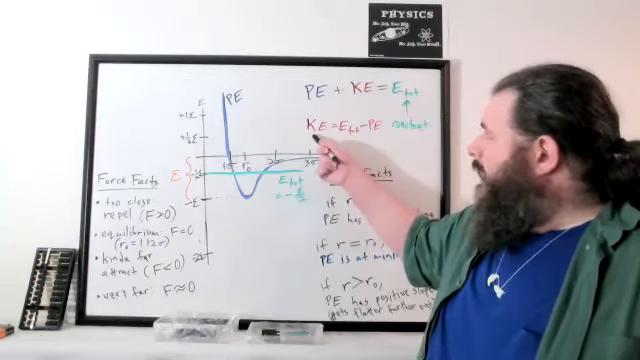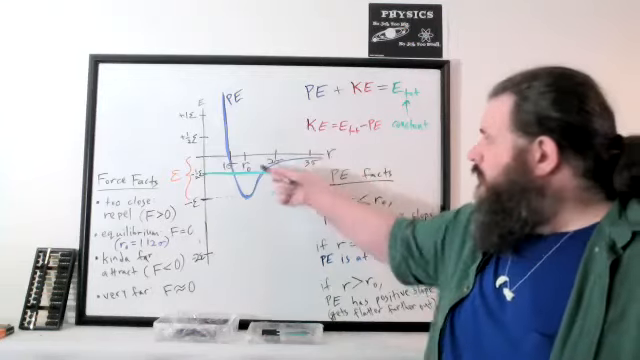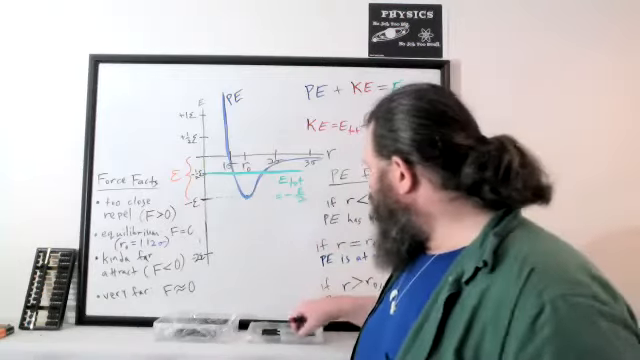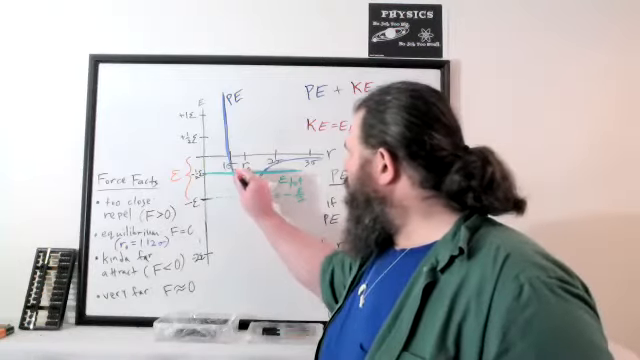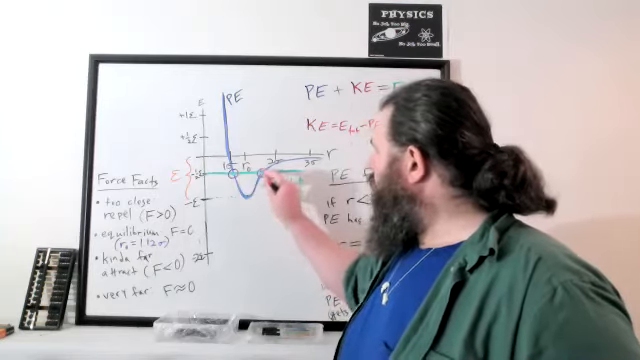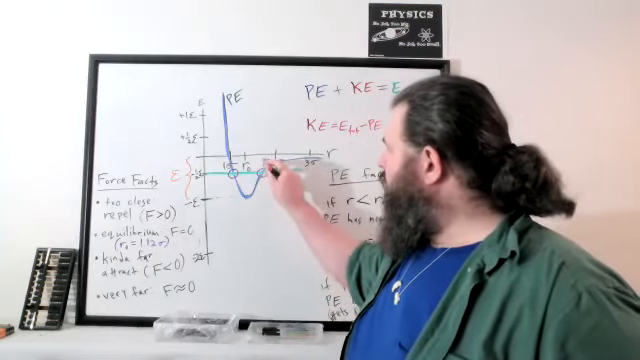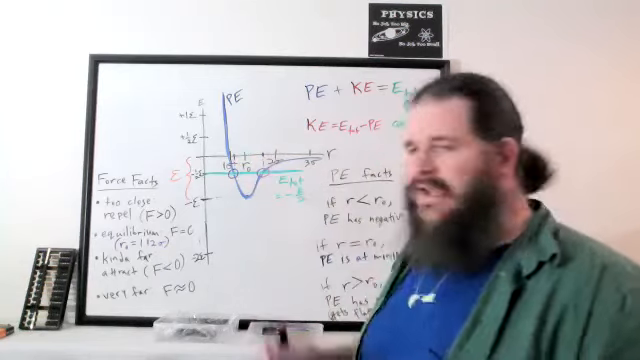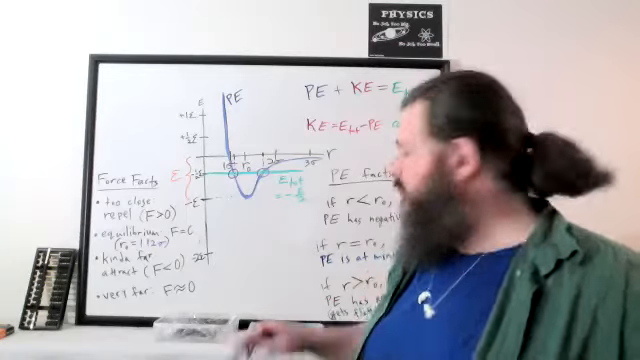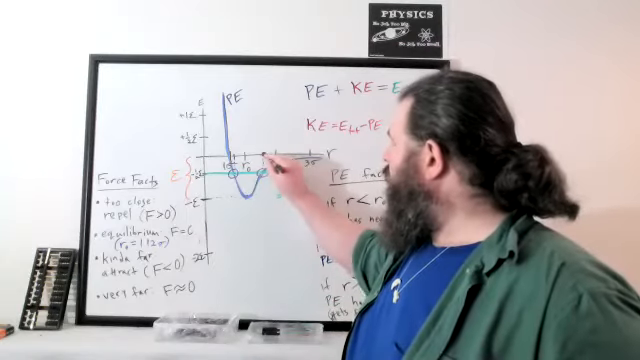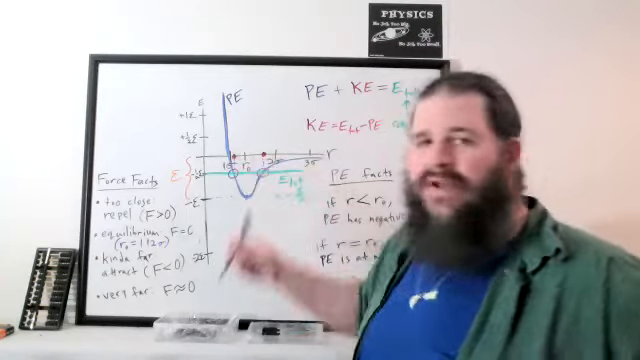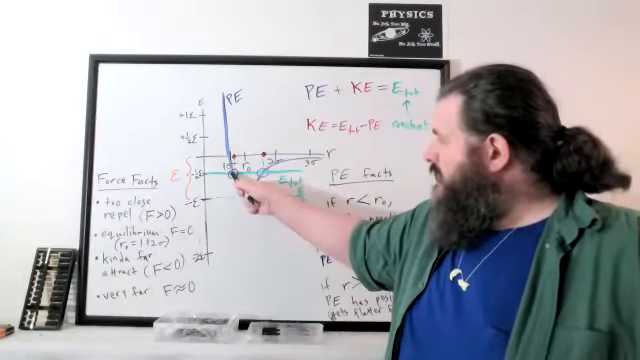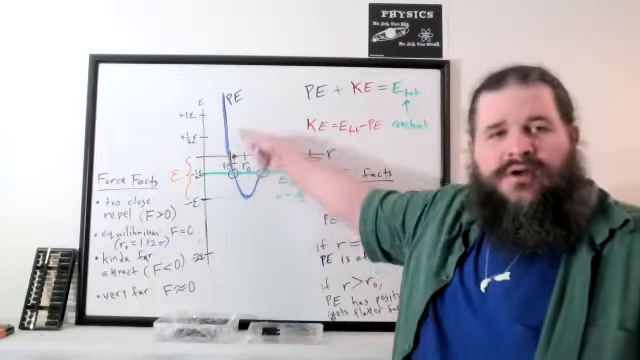So if you want to know where kinetic energy is 0, look for locations on the graph where E total and potential energy are the same. In other words, look for the intersections here and here. Those are locations, those are R values. At those R values, E total is all potential energy, so there's nothing left for kinetic energy. So at those two values, kinetic energy has to be 0. In between, potential energy goes down, so kinetic energy has to go up.